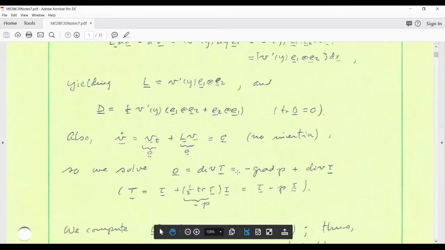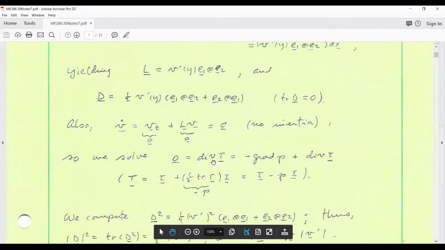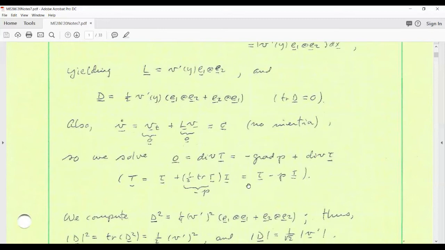So the equation to be solved, if we neglect body force, let's say, to keep things simple, is divergence Cauchy stress equals 0 in the spatial description. T, on the other hand, is deviatoric stress. We've called it tau. This is the deviatoric spherical decomposition: tau plus a third trace T identity. A third trace T is, we'll call that minus the pressure. Pressure is minus 1/3 trace T. So it's tau minus P identity. So you put that in here and you get minus gradient P from this term and then divergence tau.